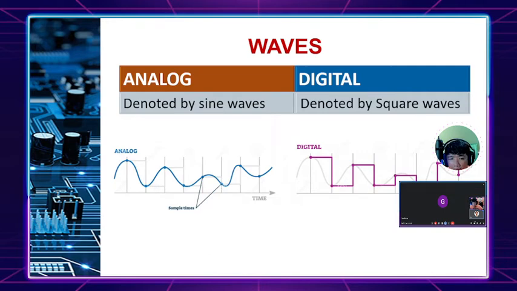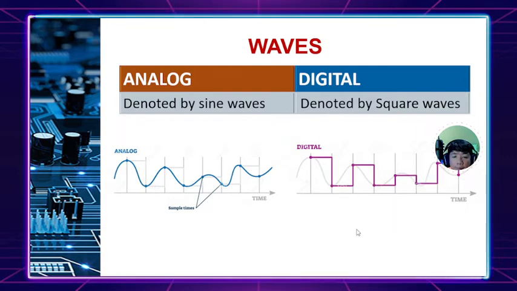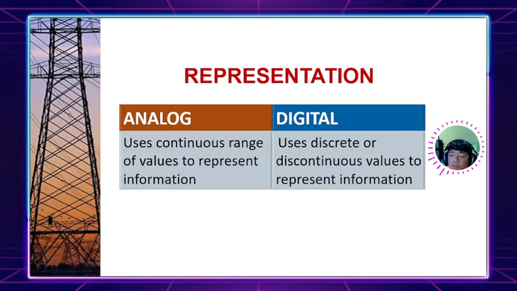To understand, analog can be represented by a sine wave, the sinusoidal wave, while the digital signal is denoted by square waves. Another comparison is in terms of representation. Analog uses a continuous range of values to represent information, while digital uses discrete or discontinuous values to represent information. Later on, you will understand why it is discrete. Here, we will touch more on digital electronics.